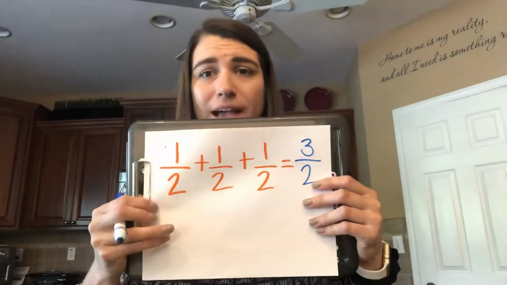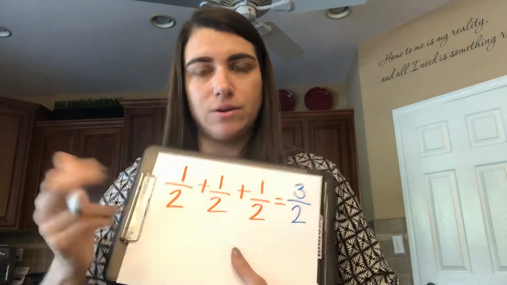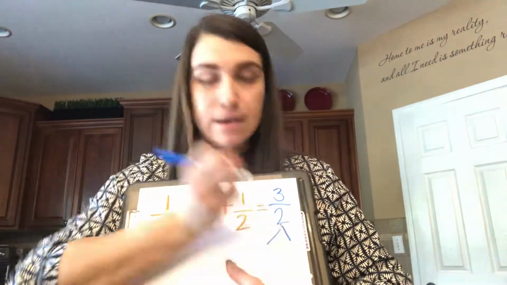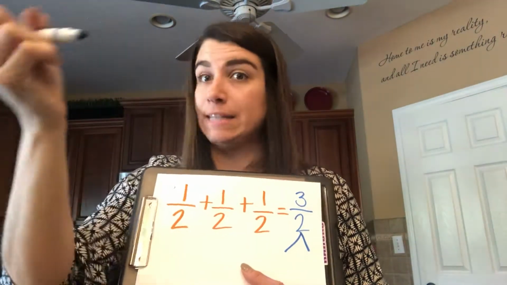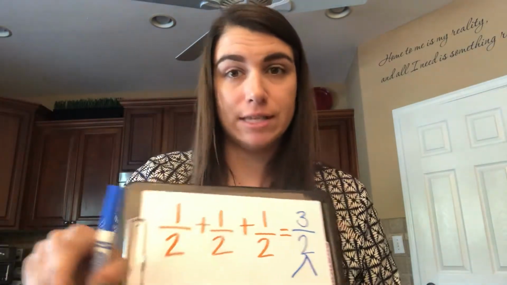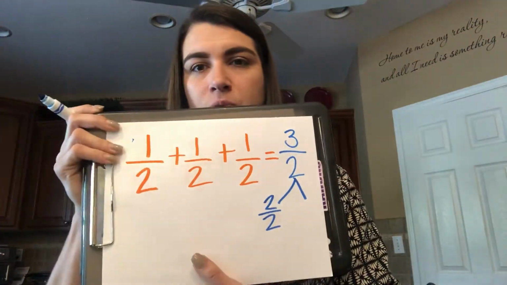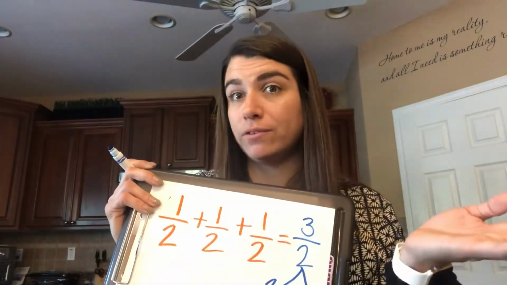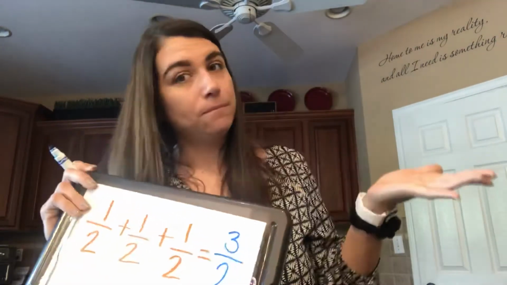So I have to take apart my whole here. I'm going to make my number bond. To get one whole, we know that's the same number on the top and bottom. That's going to be 2, because we want the denominator to stay the same. So 2 over 2 gives us our 1. And if we take 2 away from 3, we're going to be left with 1/2.